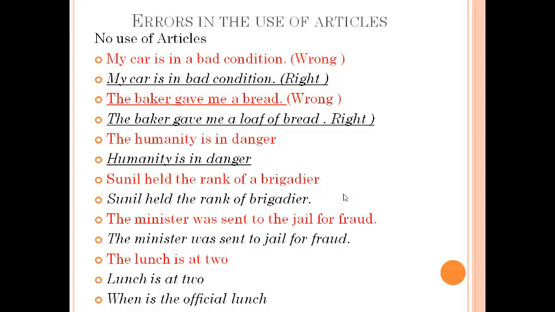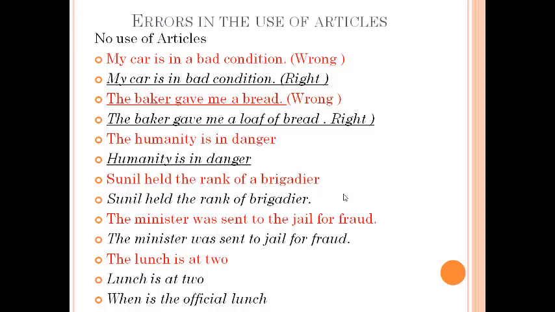Fine. But there are some errors in using articles. What are they? I gave you some examples here, wrong and right. The sentences which are in red color are wrong. Sentences which are in black color are right. Why they are wrong, why they are right, I am going to explain. First one, my car is in a bad condition. I said it is wrong. Why? Generally, a and an are not used with uncountable nouns.